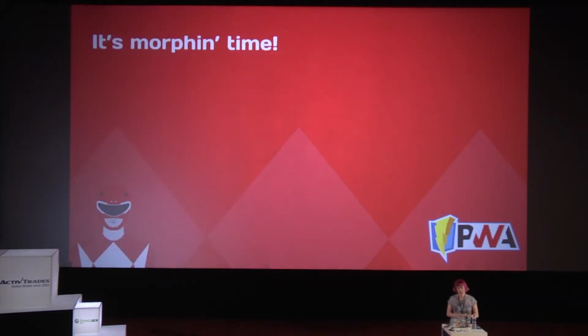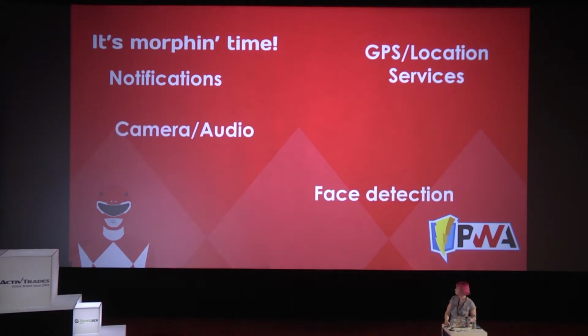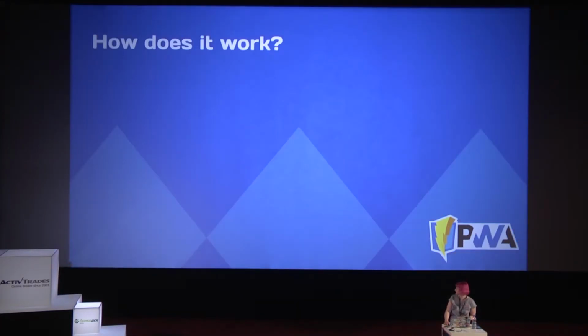And with new APIs constantly arriving in the browsers, we've got access to not all, but many of the services that native apps have. So what have we got here? We've got notifications, we've got location, we can use the camera and the audio, we can do face detection, Bluetooth, VR, data storage, motion detection, a whole load of things. So let's talk about how they work.